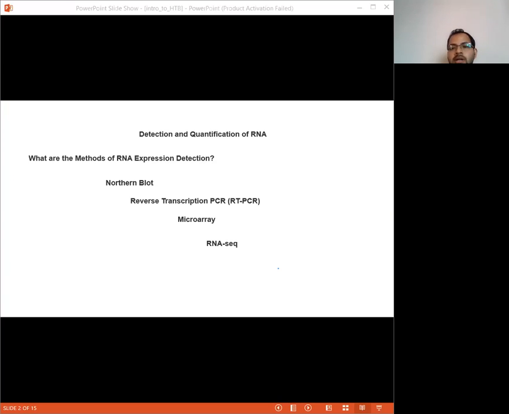Okay, but nowadays this kind of protein chip microarrays are also being designed. But the question is why this kind of arrays are required. We can do that using northern blot or reverse transcription PCRs also. So why microarray? Why RNA-seq? Because these are the costlier experiments.